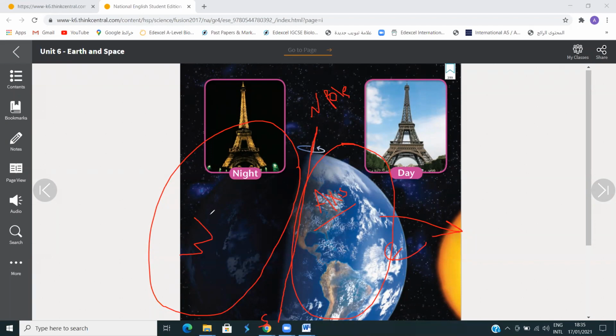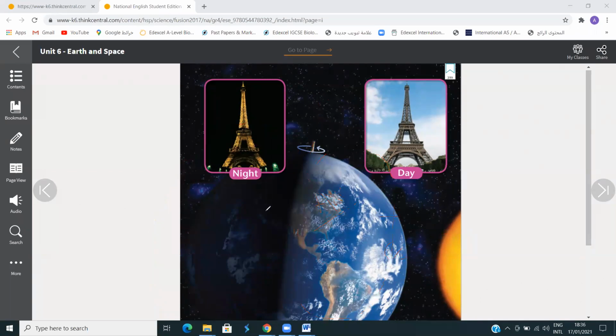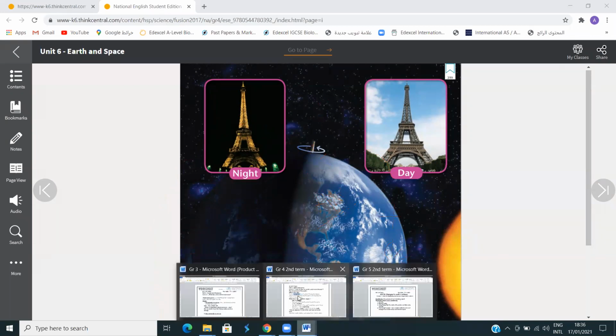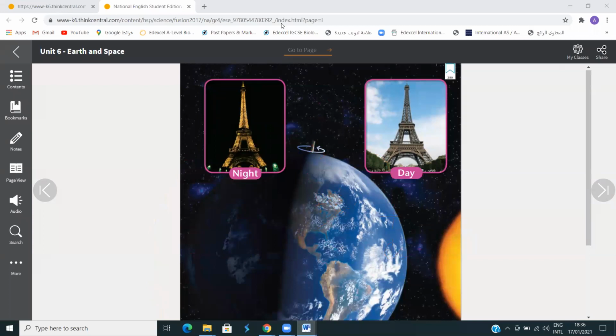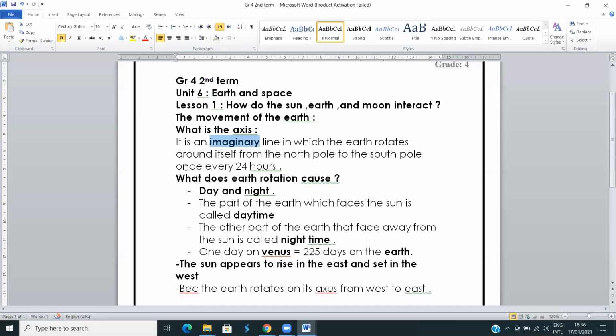Because each planet rotates at a different rate. So the length of the day is different. I will write for you here. So each planet has its day. Understand? Here, the sun appears to rise in the east and set in the west. Why? Because the Earth rotates on its axis, from west to east.